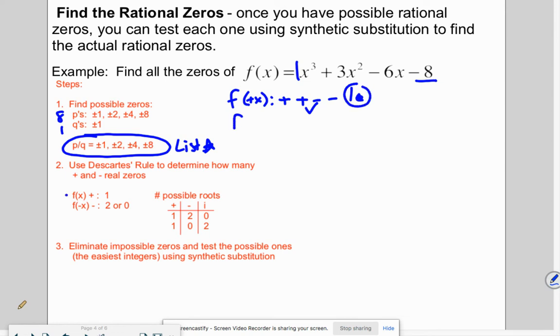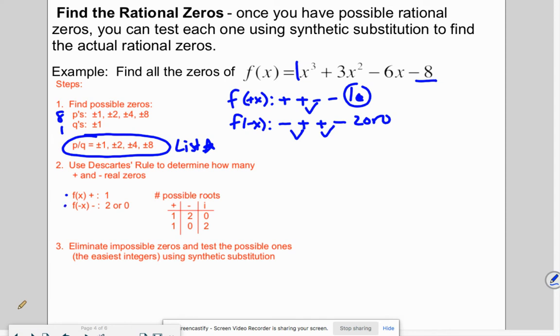And then f of negative x, we change the odd degree. So this is going to be negative. This will stay positive. This will become positive. And this will stay negative. So we have 1, 2. So we have 2 or 0. So for f of negative x, we have 2 or 0.